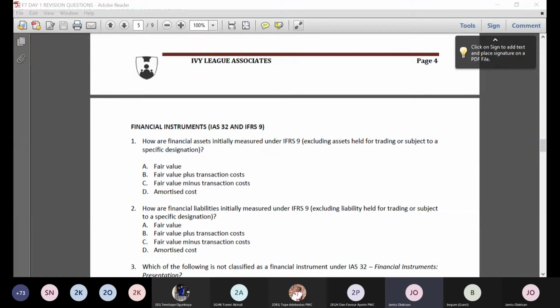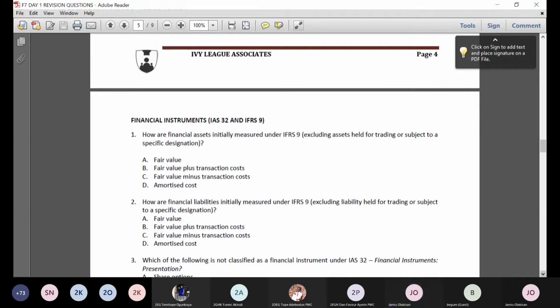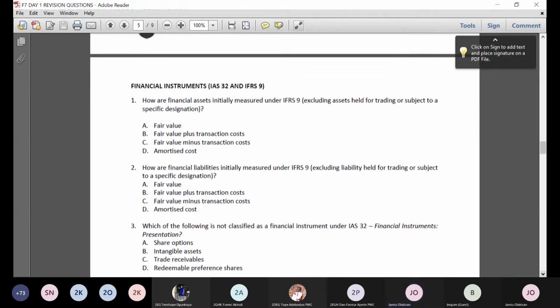So those are basically what you actually need to deal with. Those are basically what I want to revise with you. Having said that, unless there are questions, can we go ahead and look at the questions that we have in this IAS under this IFRS 9.